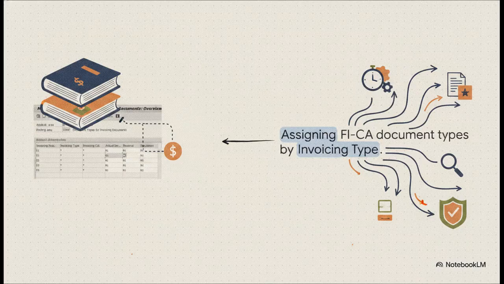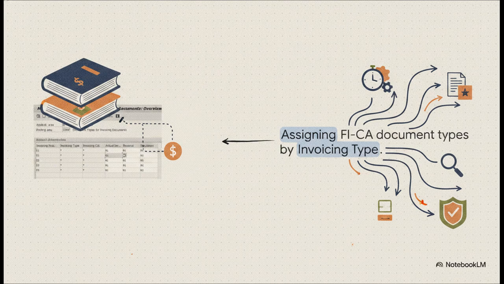Check out the configuration table here. See how it lets you seamlessly map out totally separate document types for actual invoicing, reversals, and simulations, and they're all tied directly back to that invoicing type you just created. For example, you might set up Z1 for actuals, Z2 for reversals, and Z3 for simulations.